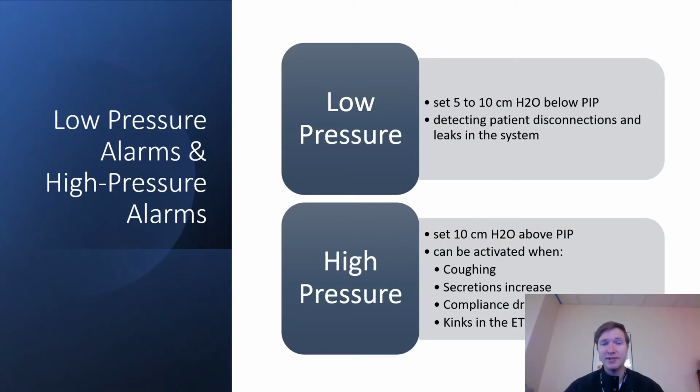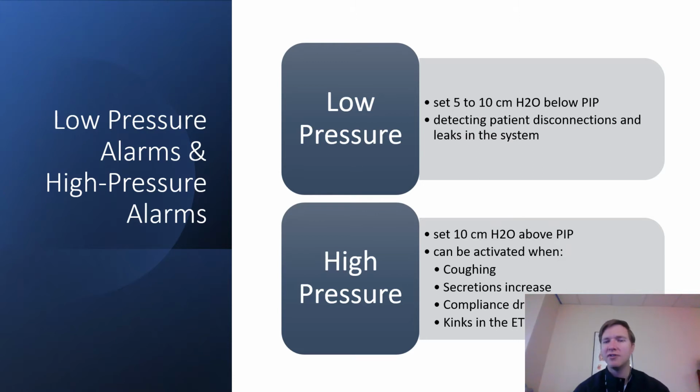All right, so types of alarms. So here we go. We're going to start off with low pressure alarms. So low pressure alarms, you're supposed to set around 5 to 10 centimeters of water pressure below the peak inspiratory pressure, right? Below the patient's peak inspiratory pressure. I'm not saying, hey, I set their PIPs at 40, so I'm going to set my low pressure at 30. No, right? You're going to look at what the patient's average PIP is, right? What their average PIP is, and then roughly around 5 to 10 centimeters of water below that, right?